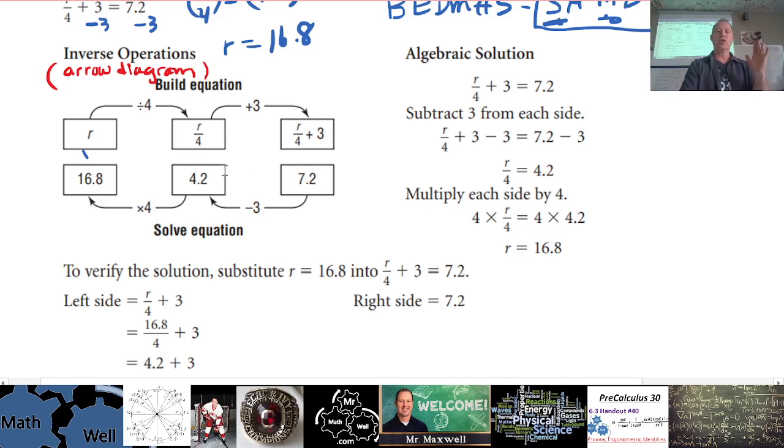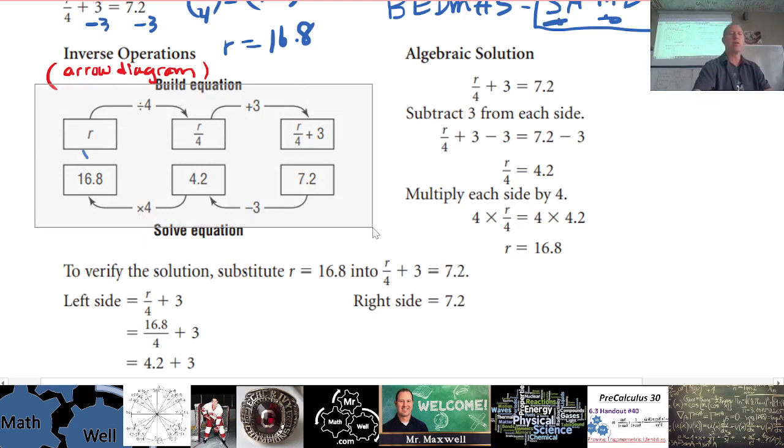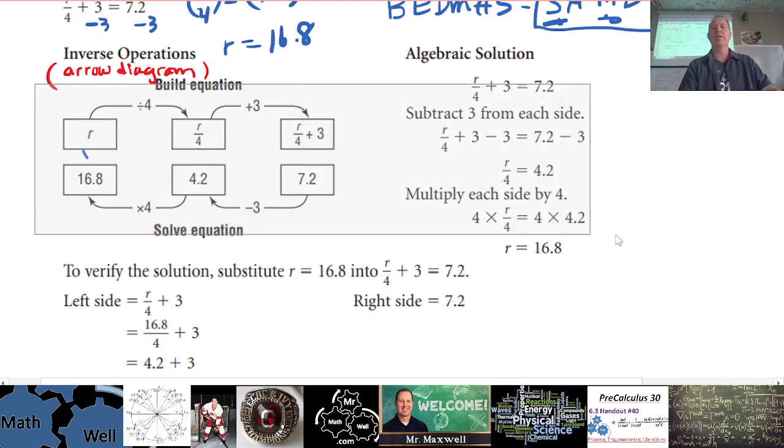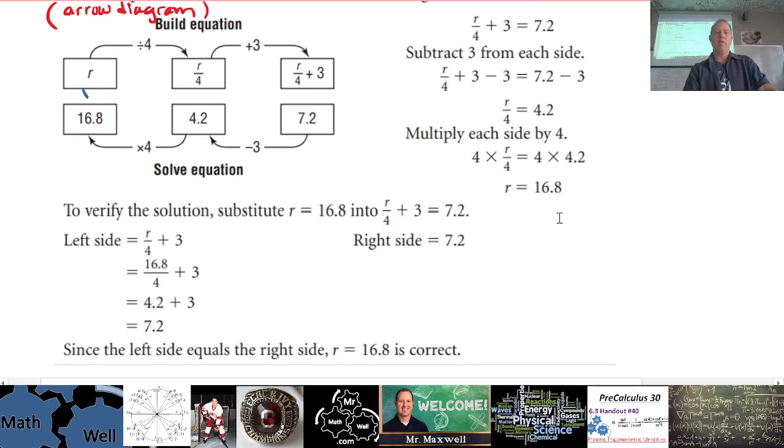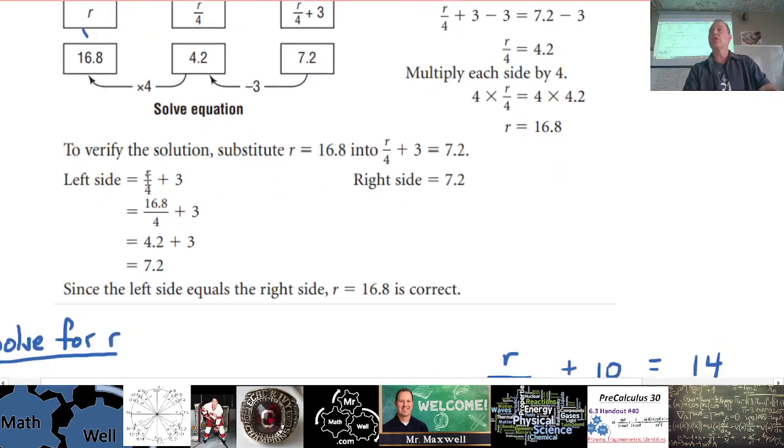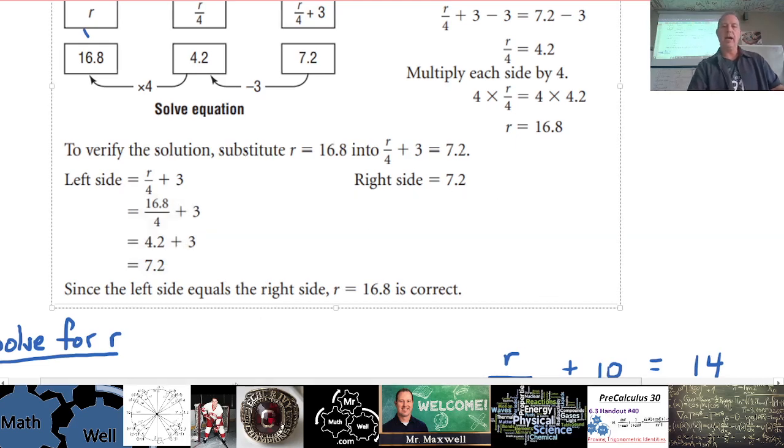These are the two sort of methods. We didn't really do this one very much in class. You are familiar with this graph, but we didn't really work on this. We mostly did the opposite operations. Opposite operations would get you to 16.8 there. And it would be a good idea to check. Remember, I encourage you to check each thing that you did. So if you put 16.8 in for r, this side should equal the right side, which it does there. Any questions?